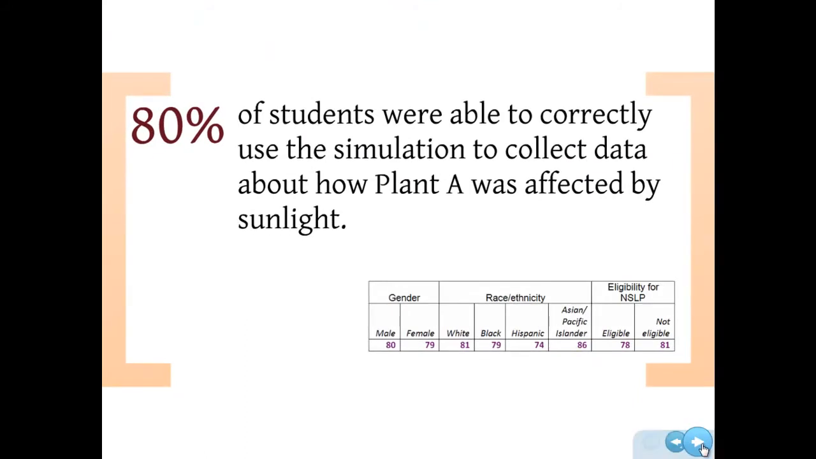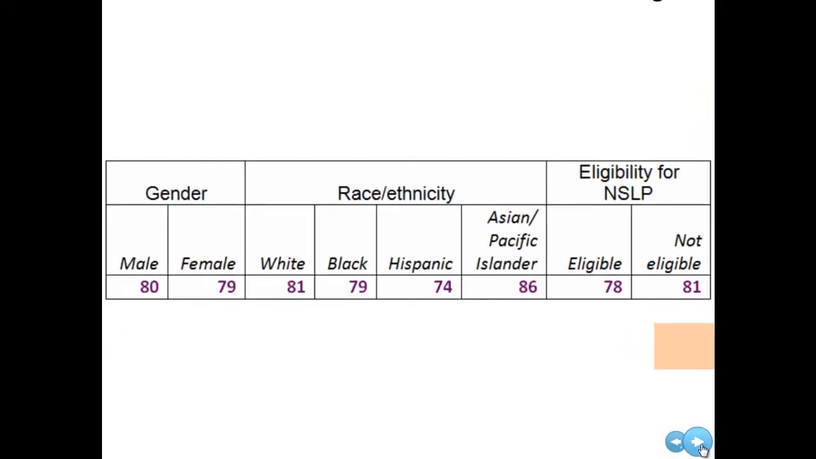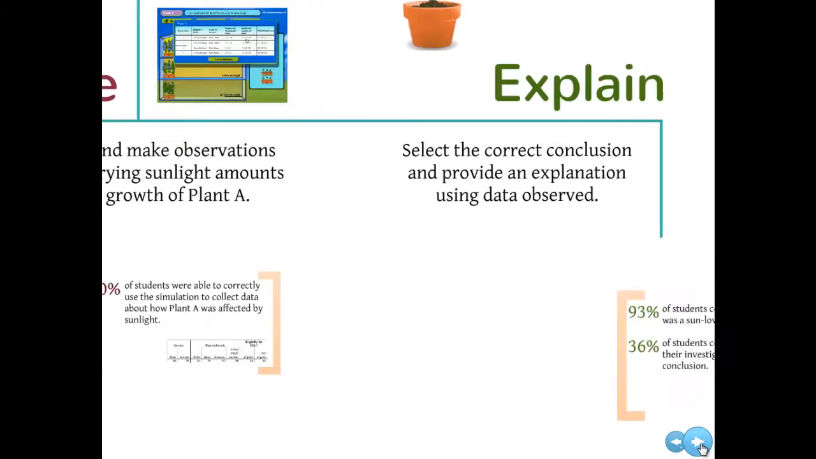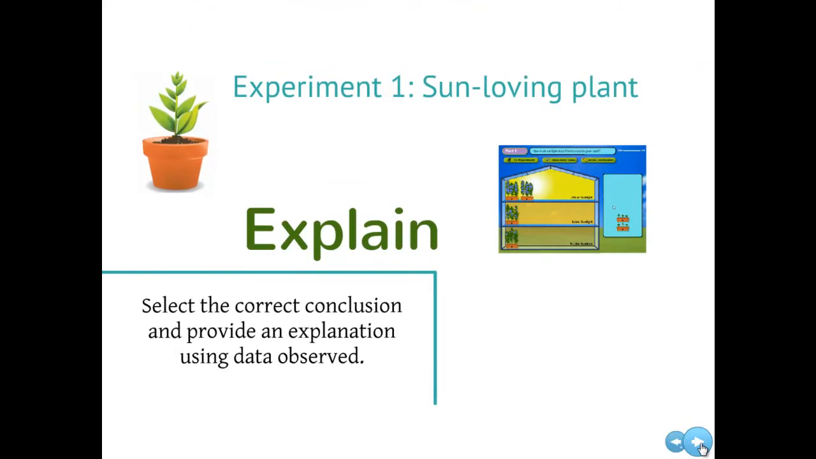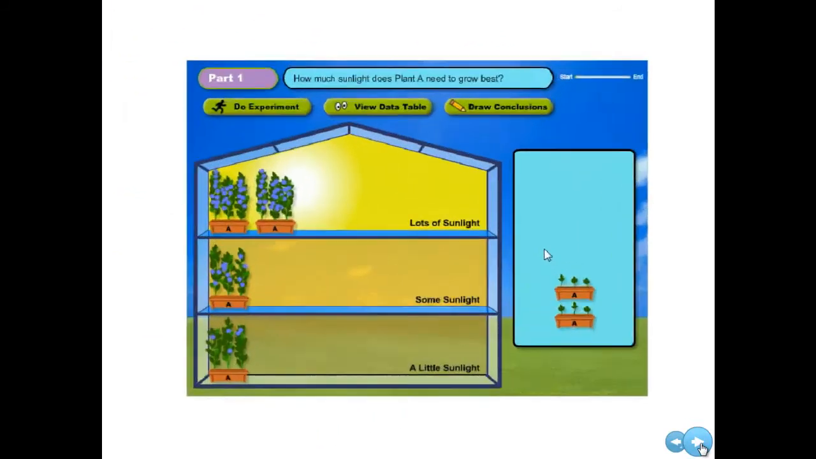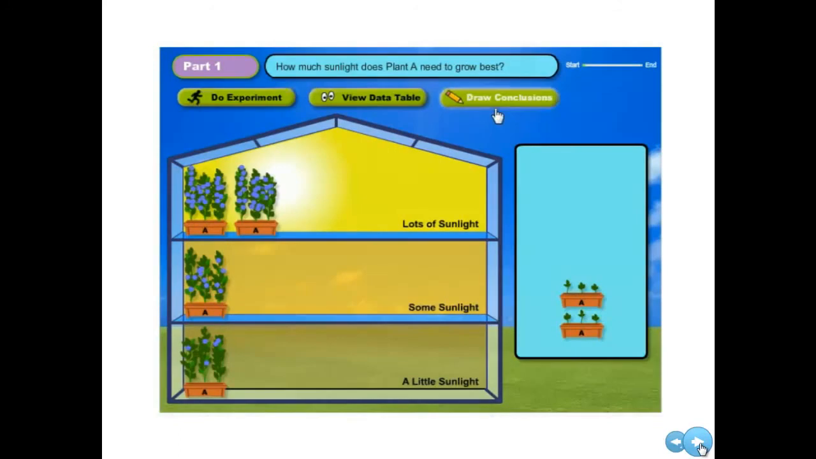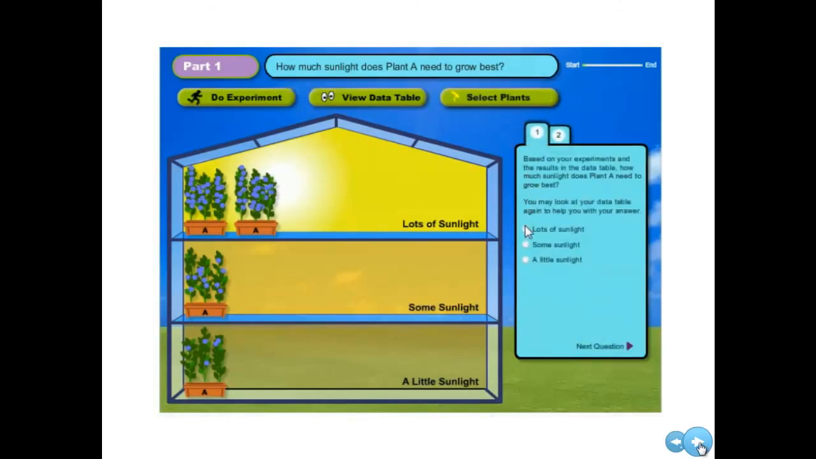80% of students correctly performed this step in Experiment 1. The range across groups was 74 to 86%. After making their investigations, students were required to select the correct conclusion for each investigation and provide an explanation for each. To provide a correct answer to this step, based on their observations, students had to choose that plant A was a sun-loving plant and support their decision.